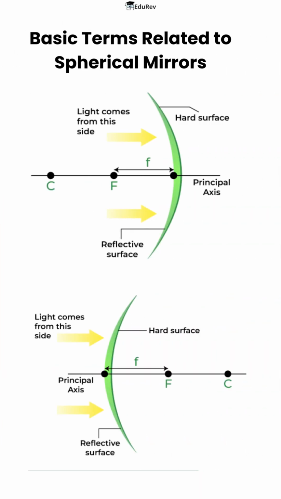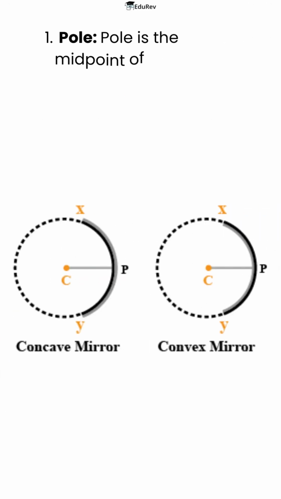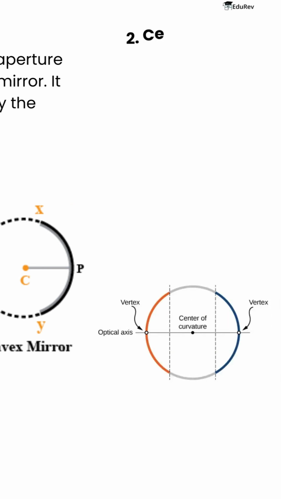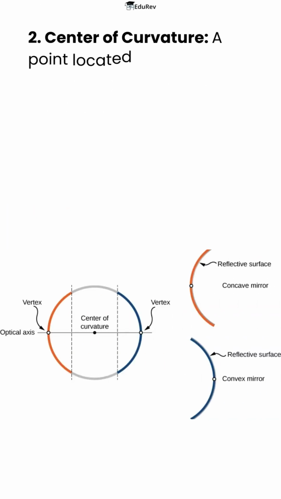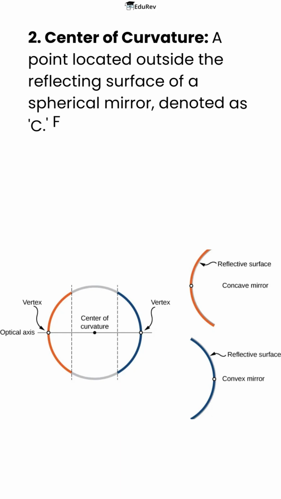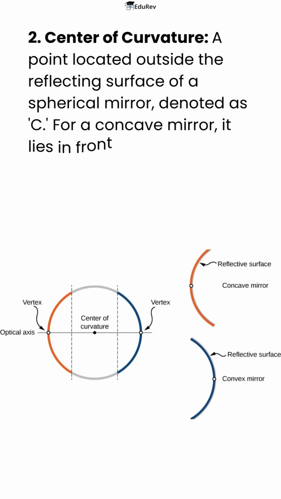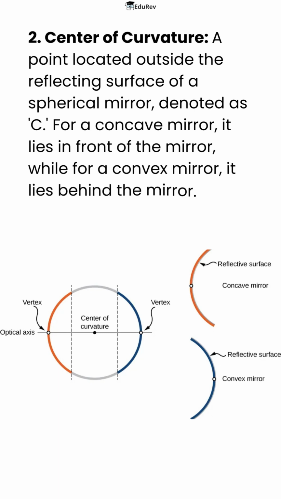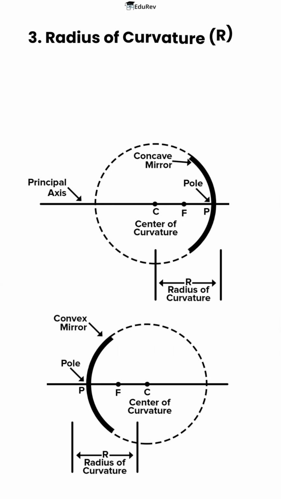Let us understand some basic terms related to spherical mirrors and image formation by them. Pole. Pole is a specific point on the reflecting surface of a spherical mirror, typically represented as P. Center of curvature. Center of curvature is a point located outside the reflecting surface of a spherical mirror, denoted as C. For a concave mirror, it lies in front of the mirror, while for a convex mirror, it lies behind the mirror.